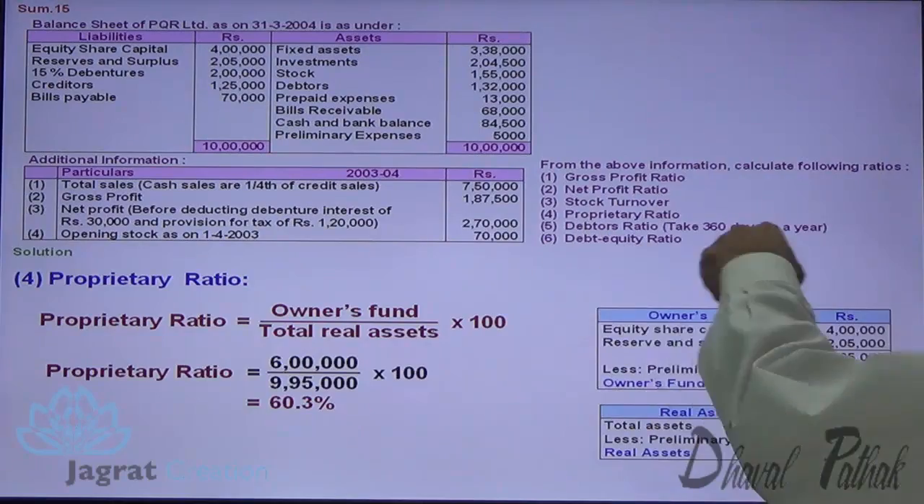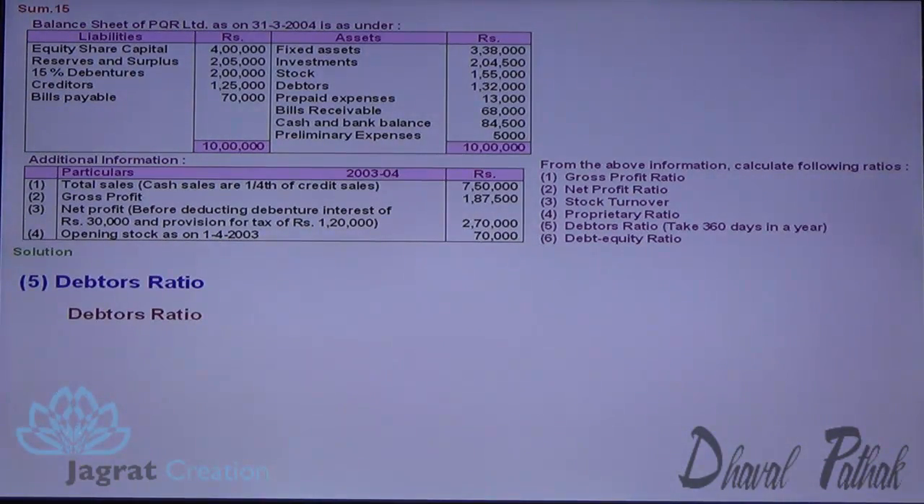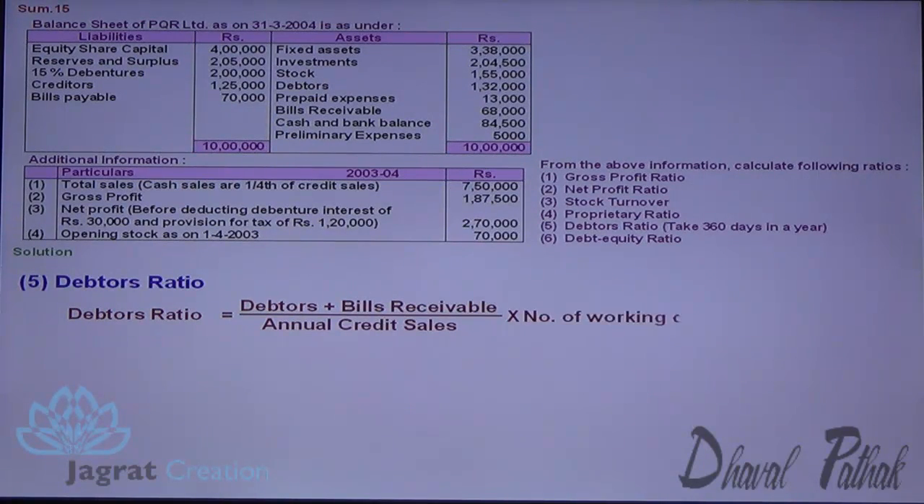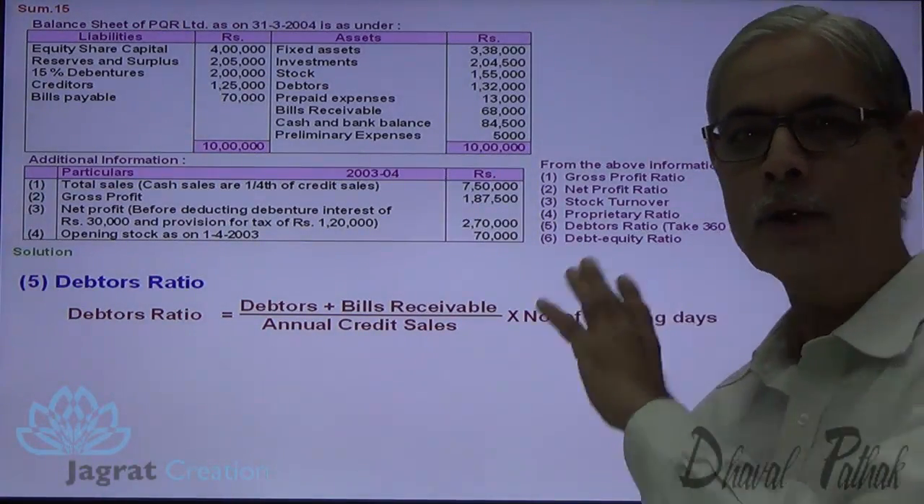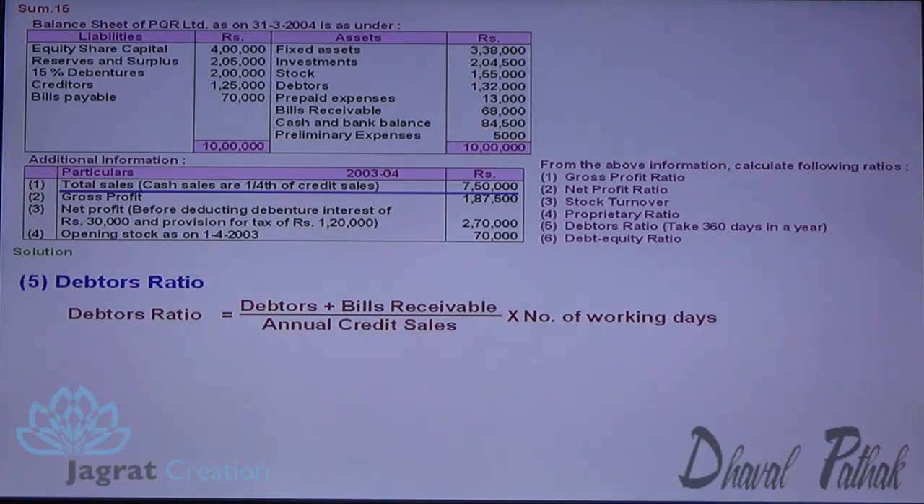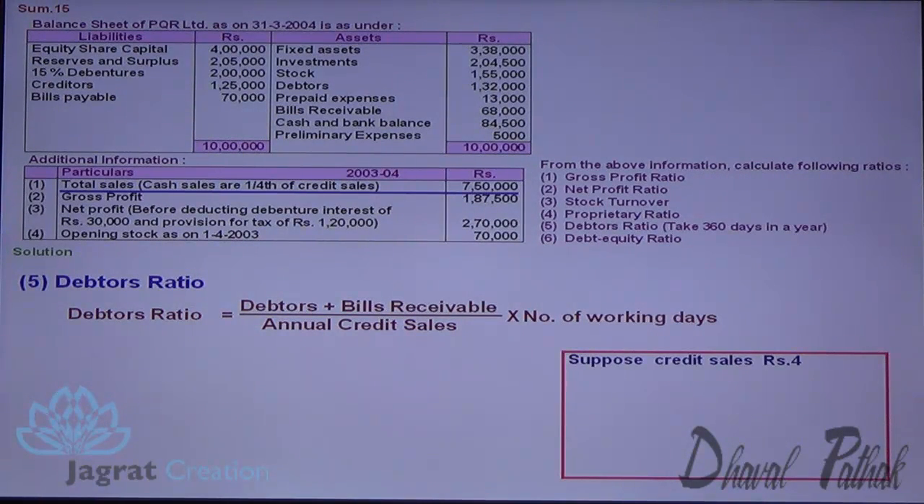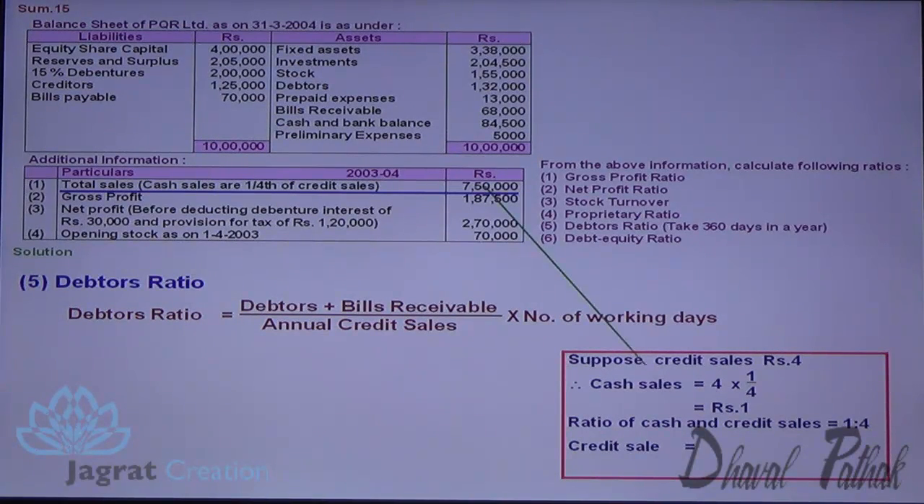Next, debtors ratio. Debtors plus bills receivable divided by annual credit sales into 100. Now we are required to work out the credit sales. As I told you before, I am preparing a note for that. Notice it. Suppose credit sales is 4, cash sales is 1/4 of 4 rupees, that is equal to 1. So the ratio of cash sales and credit sales is 1:4. So credit sales is equal to total sales multiplied by 4/5. That works out to be 6 lakhs.